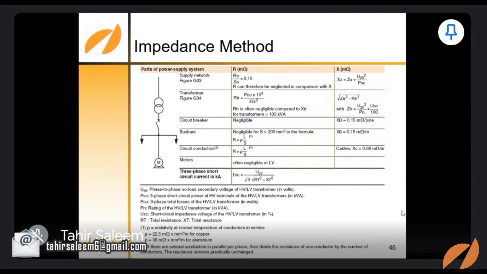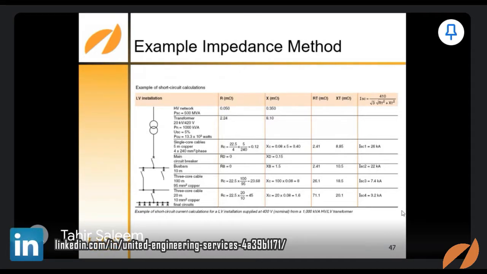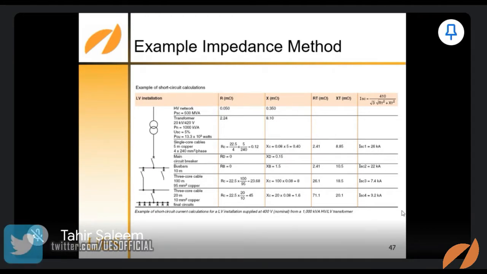This is the simple thing. And the sample example over there, you can see. I have calculated it like this. And if you go into the details of this, you will very well calculate yourself what will be the short circuit on each bus bar, at what location, and up to what impedance we have to calculate to give you your short circuit current.